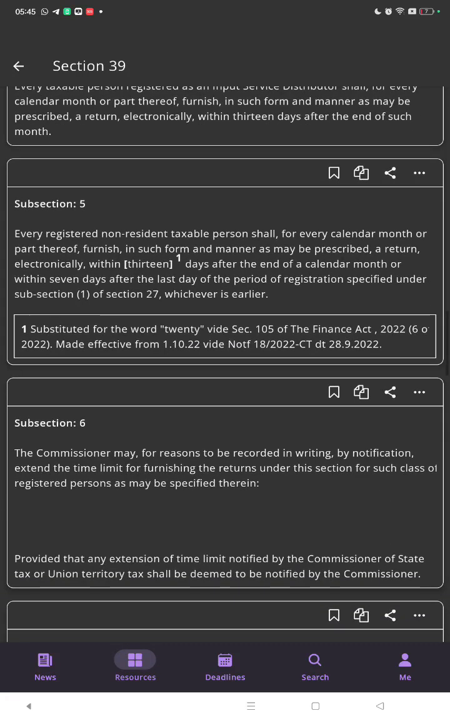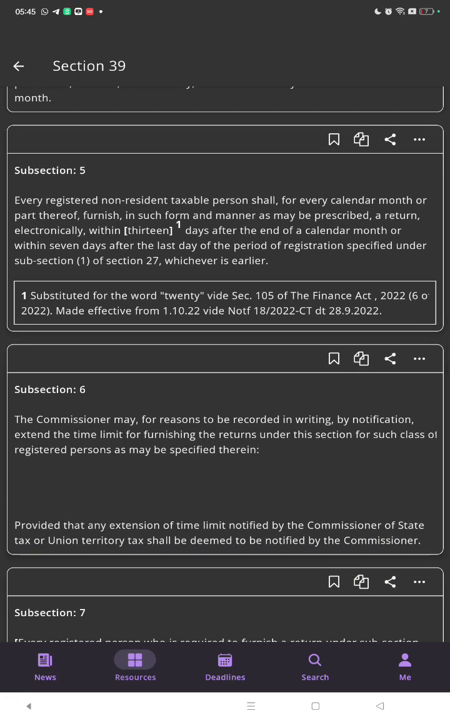Subsection 5: every registered non-resident taxable person shall, for every calendar month or part thereof, furnish in such form and manner as may be prescribed, the return electronically within 13 days after the end of the calendar month or within 7 days after the last day of the period of registration specified under subsection 1 of section 27, whichever is earlier.